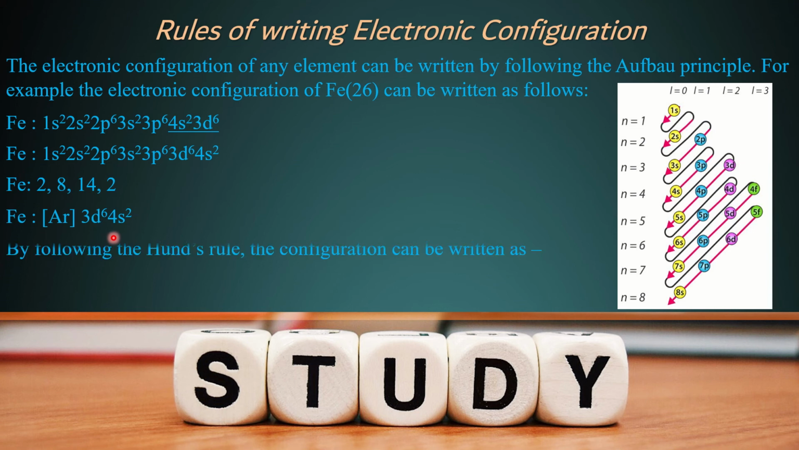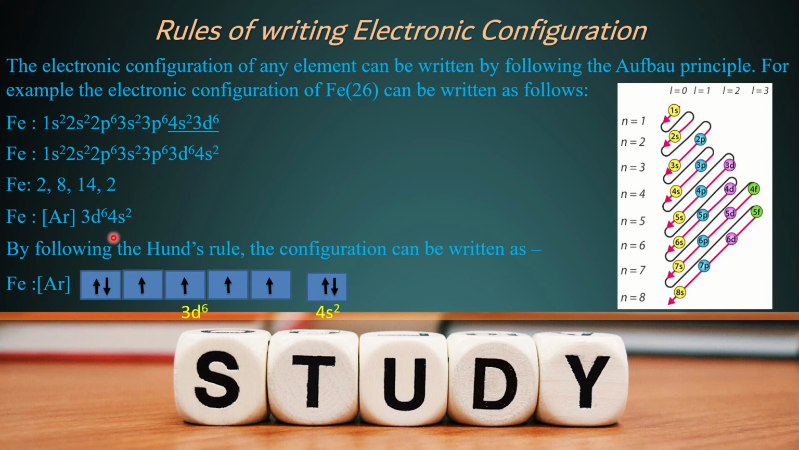Now, by following Hund's rule, you can write the electronic configuration like argon and then 3d6 4s2. In the 3d orbital there are 6 electrons, so at first everyone will fill up with 1 electron in the same direction, then the second electron will come to the first d orbital in the opposite direction, and in 4s2 there are 2 electrons in 2 opposite directions. This is also a way to write electronic configuration.